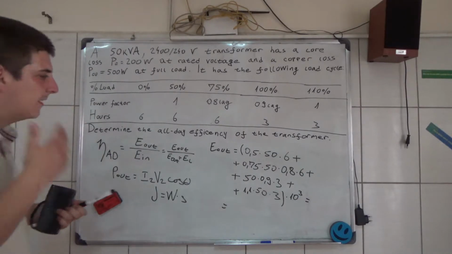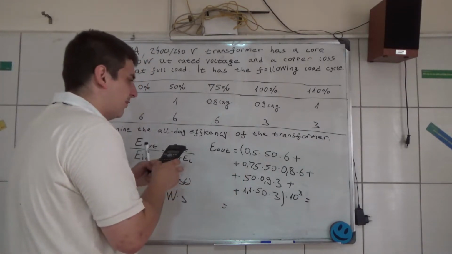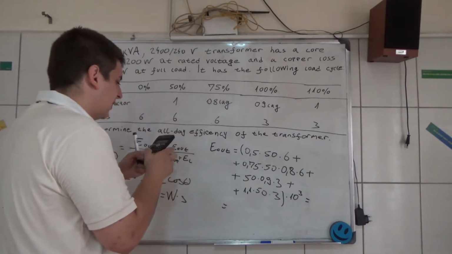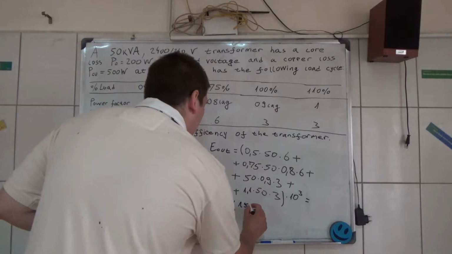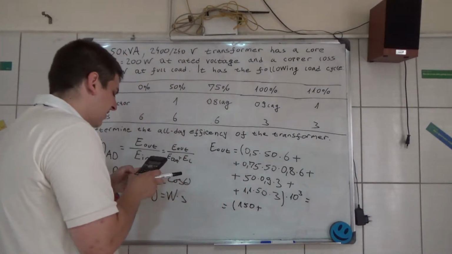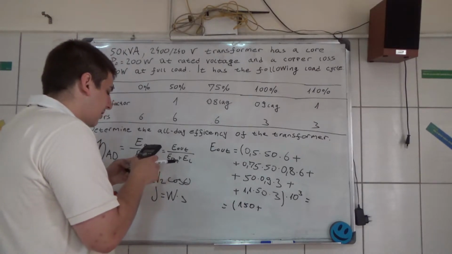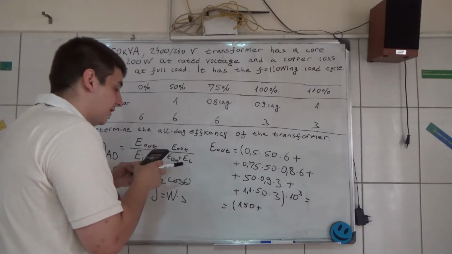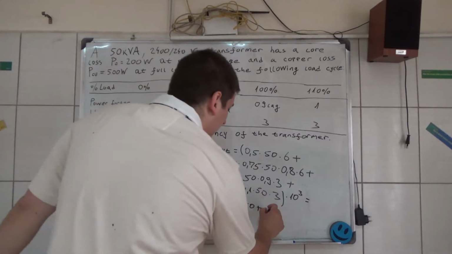Okay, now let's go. 0.5 times 50 times 6 is 150, plus 0.75 times 50 times 0.8 times 6 is 180.